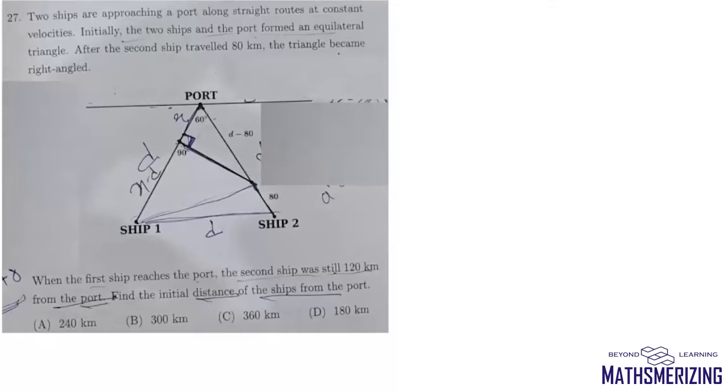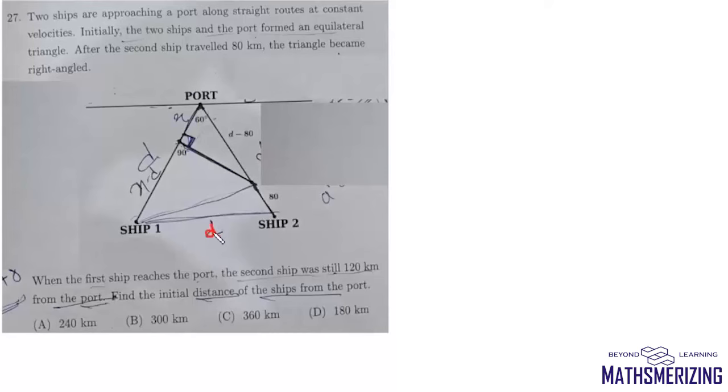Now the question is, two ships are approaching a port along straight routes at constant velocities. Initially, the two ships and the port form an equilateral triangle. After the second ship travels 80 km, the triangle becomes a right angle triangle. When the first ship reaches the port, the second ship is still 120 kilometers from the port. Find the initial distance of the ships from the port. Now let this distance be D.